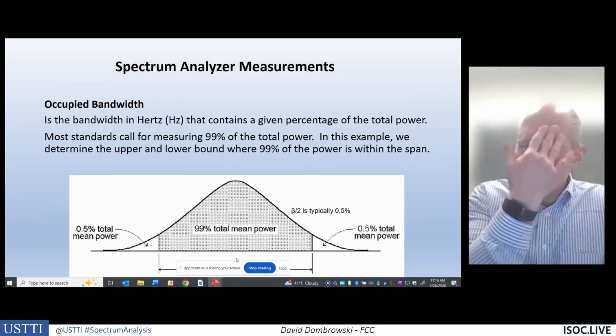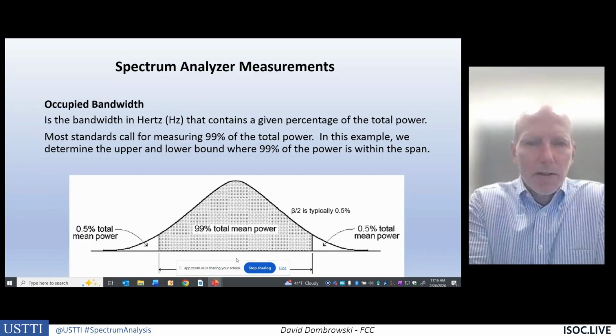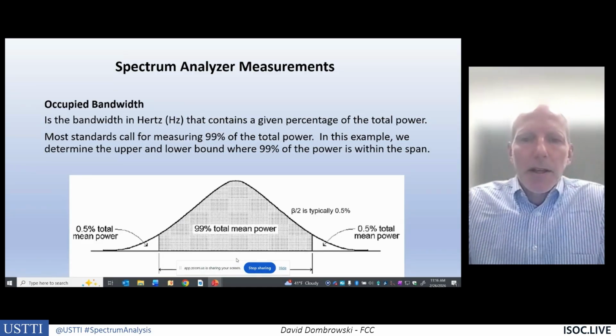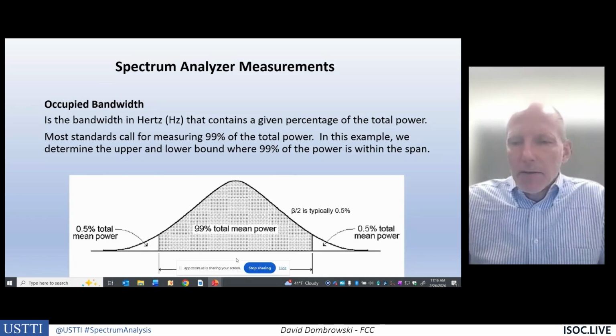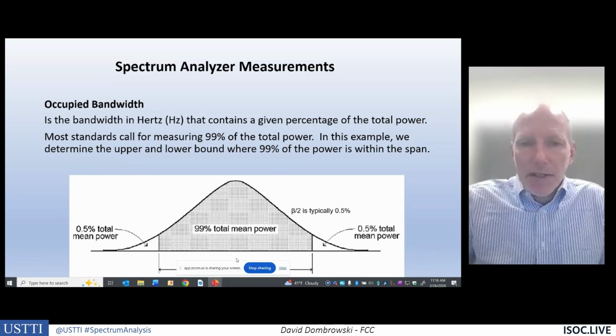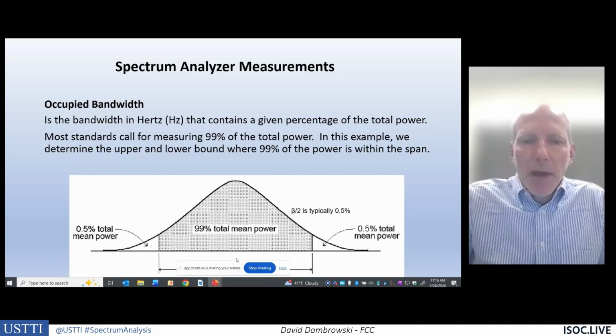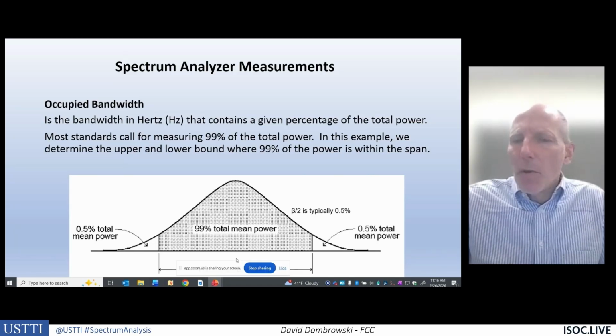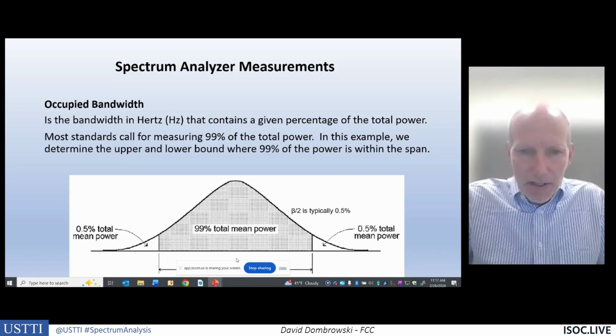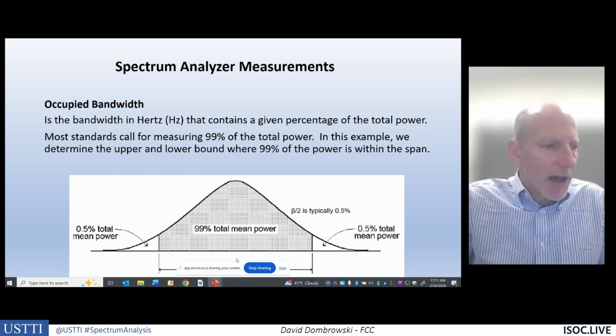Occupied bandwidth. There are two different types of bandwidth measurements we can do. We can do the 99% power, where 99% of the power across the signal is contained within the upper and the lower frequencies. It's the total mean power. And the only way to do that is to have the analyzer measure this. And we can demonstrate that.